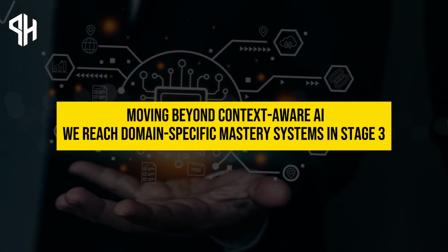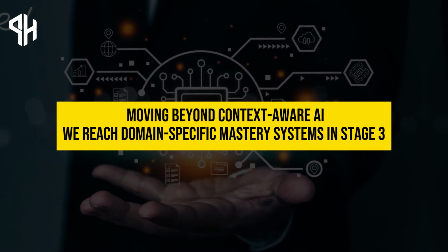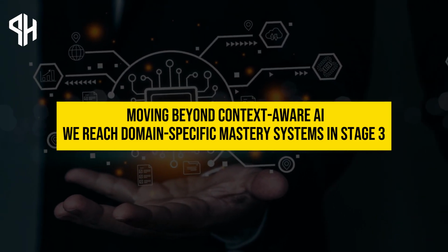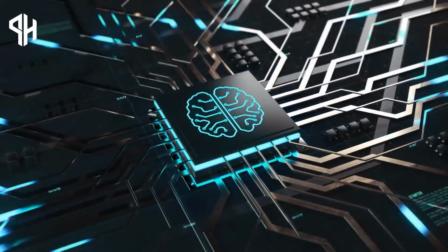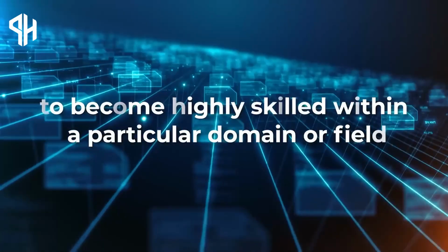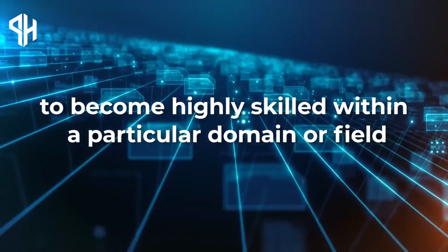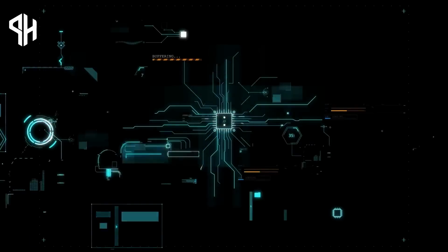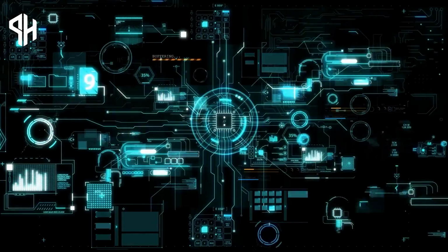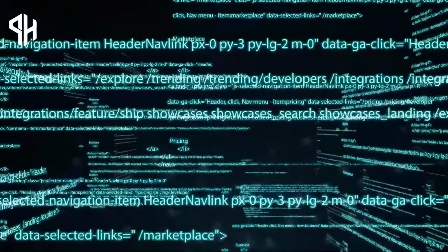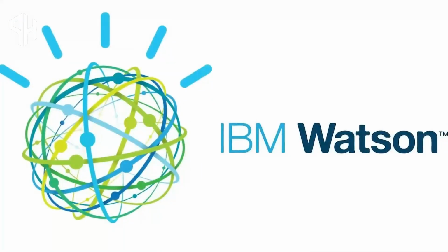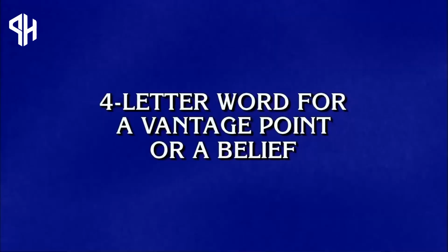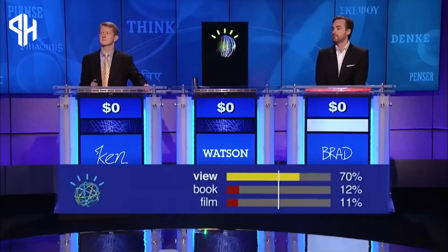Moving beyond context-aware AI, we reach domain-specific mastery systems in Stage 3. This stage embodies the AI's capability not only to comprehend and retain information, but also to become highly skilled in a particular domain or field. Domain-specific mastery AI can be found in various specialized applications. These systems are not generalists, but experts finely tuned to excel in a specific area. A prime example is IBM's Watson, designed to excel at answering questions on the quiz show Jeopardy!